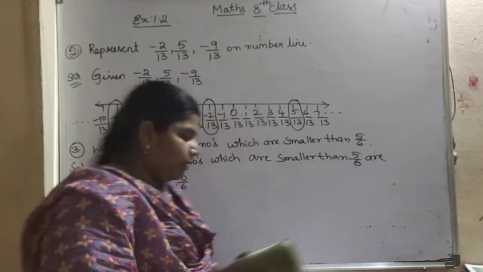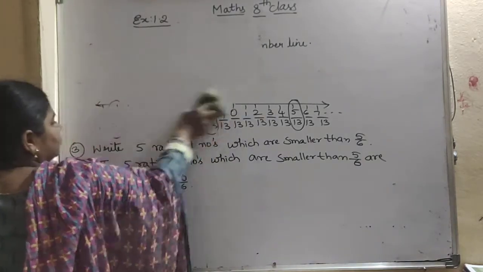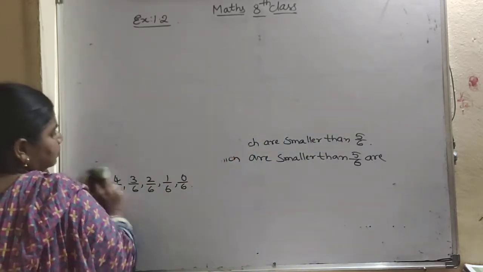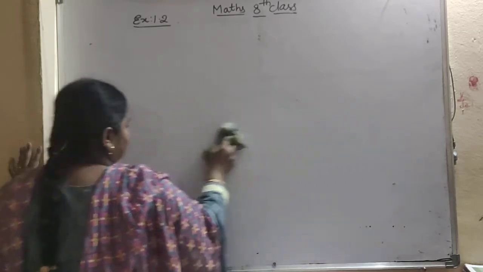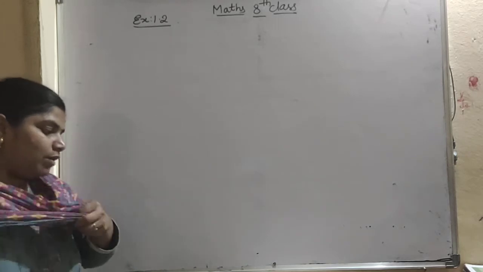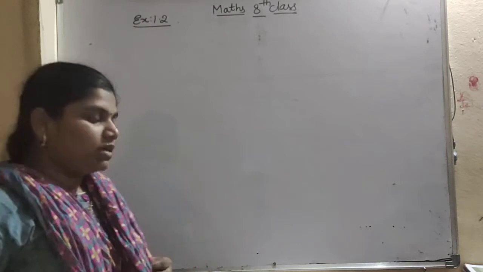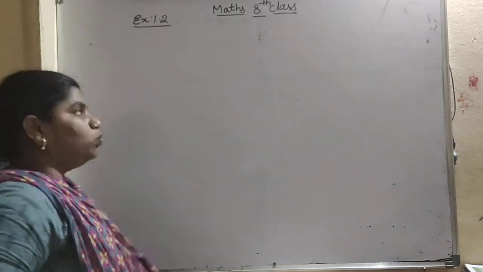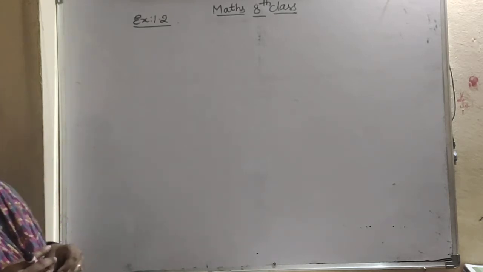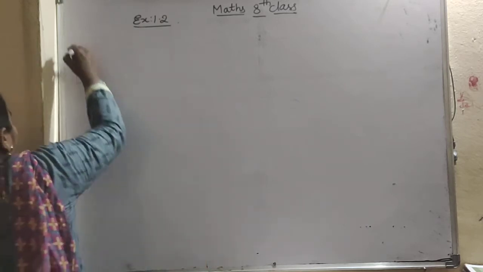Next is fourth bit. Next is what? Find 12 rational numbers between minus 1 and 2. So we have to find now 12 rational numbers between minus 1 and 2. So already I told you that between any two rational numbers you will be having infinite number of rational numbers. From that we want only 12 rational numbers now.